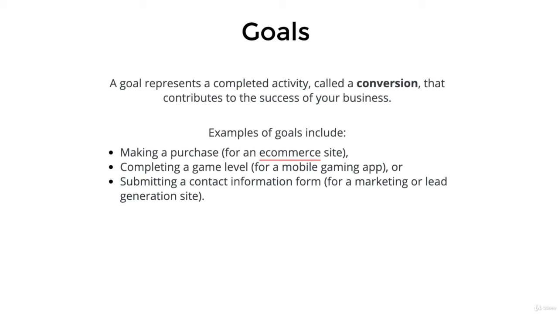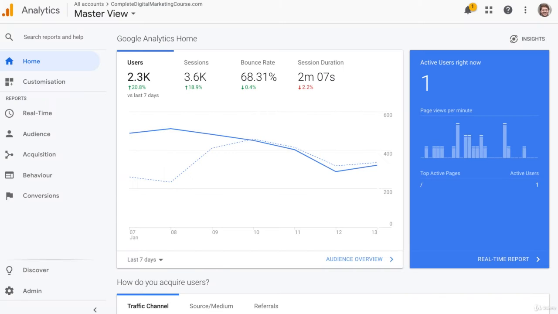And also, as you can see now, the goals that you set up are really dependent on the type of business that you have, and that's why goals are not set up by default in Google Analytics. That's why you need to go and set them up and tell Google Analytics the specific activities that you want to track. Setting up goals in Google Analytics is very simple.